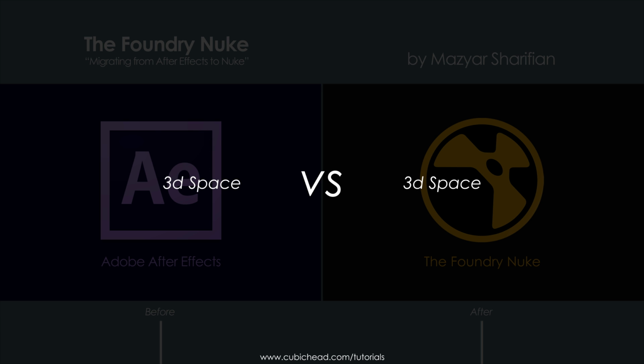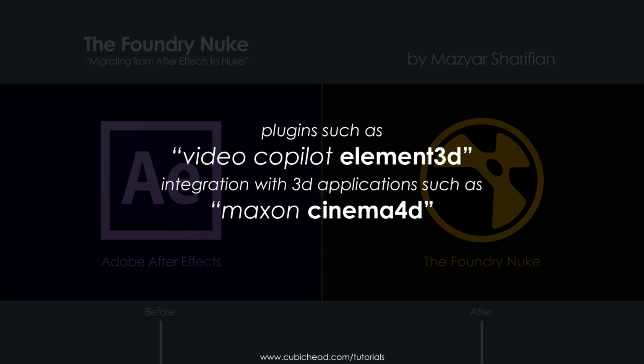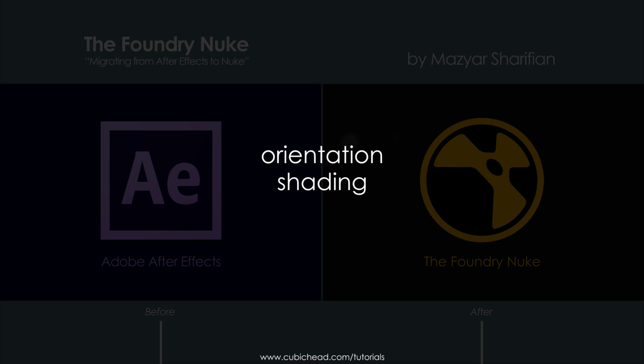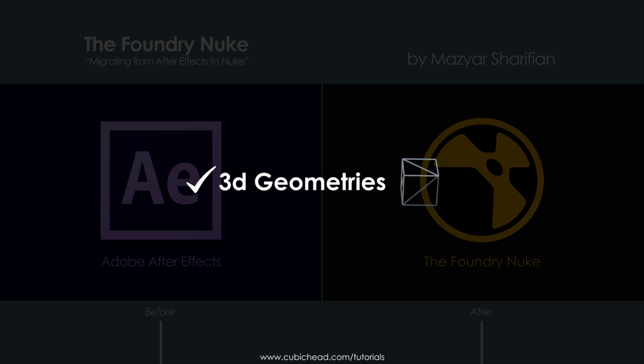Of course, both applications handle 3D space, but Nuke handles real 3D space. It's true that in After Effects you can have some plugins such as Element 3D or a great integration with Cinema 4D. But believe me, changing orientations, shading, editing different passes of a 3D render is way too hard there rather than in Nuke. You can even create 3D geometries in Nuke. For example, you can create a semi-cylinder and put a texture on it and use it as a background for your scene. Okay, now a big FYI.